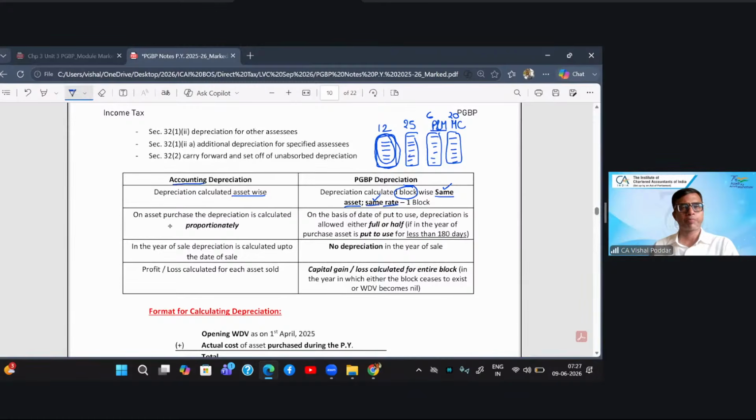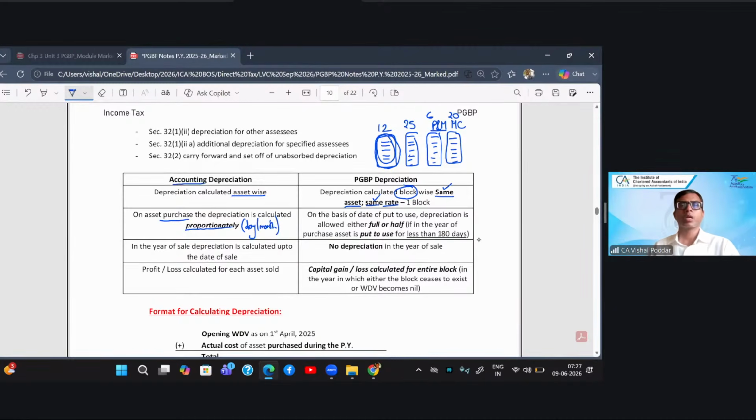This second difference is, now recall your accounts depreciation. When you purchase an asset, in the year of purchase, you were taught to pay attention to the date. Let us say some asset is purchased on 15th of July. In that year, you will calculate depreciation not for the whole year. You will calculate depreciation from 15 July to 31st March. You will count the number of months or days, and you will calculate the depreciation of the first year proportionately. Proportionately means in proportion to days or months. I hope this is clear.